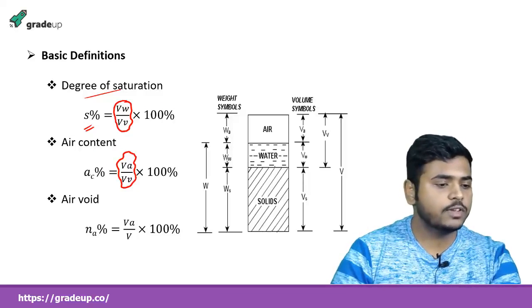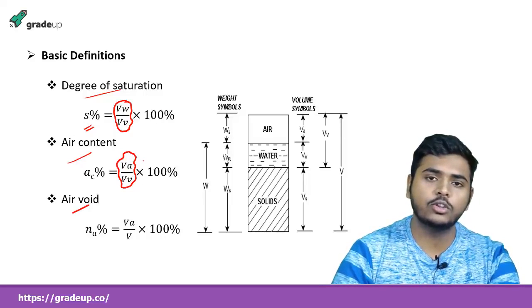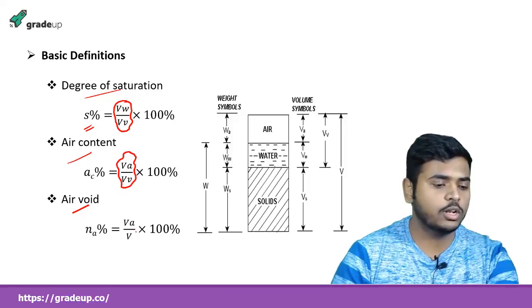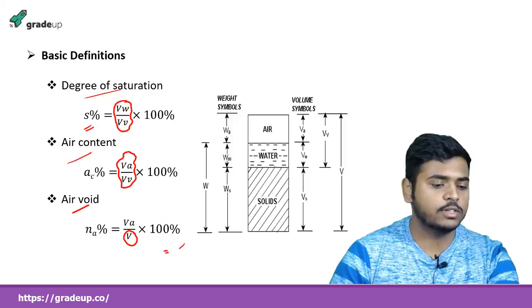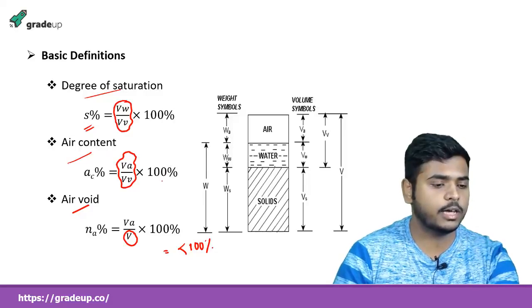Here we have to note the difference between air content and air void. Air content is the ratio of volume of air to the volume of void, whereas air void is the ratio of volume of air to the total volume of soil. So this value is always less than 100, whereas air content can be greater than 100.